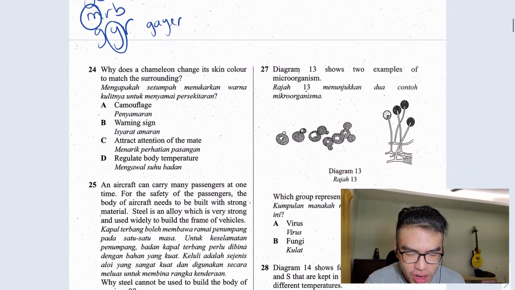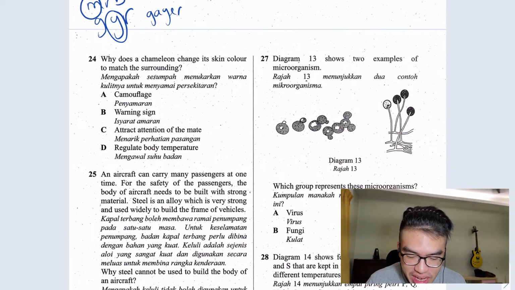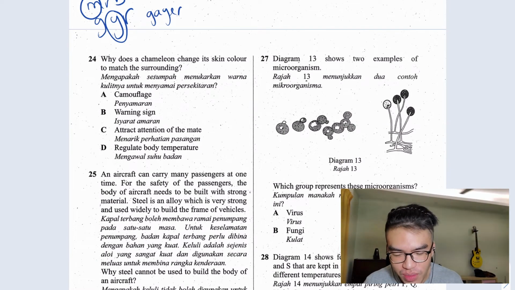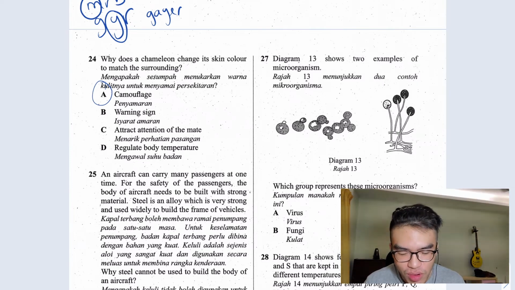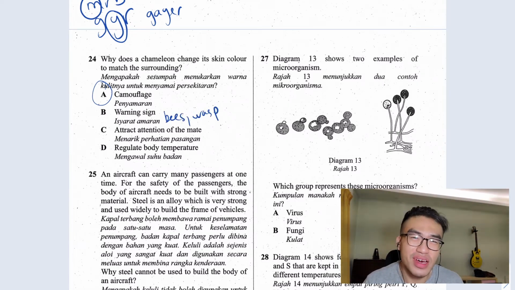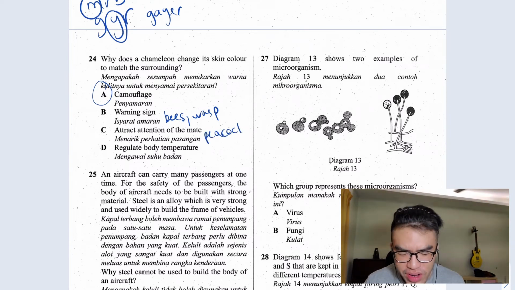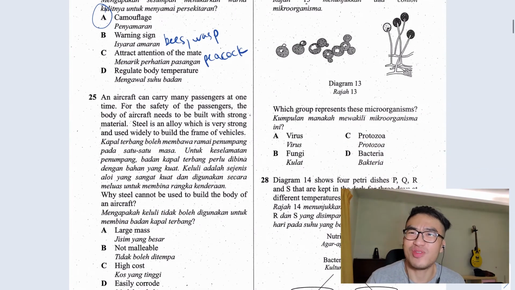Question 24. Why does a chameleon change its skin color? This obviously is for camouflage. Warning signs are mostly for bees or wasps. Attract attention, I can think of is peacock. Regulate body temperature, not sure what is this.